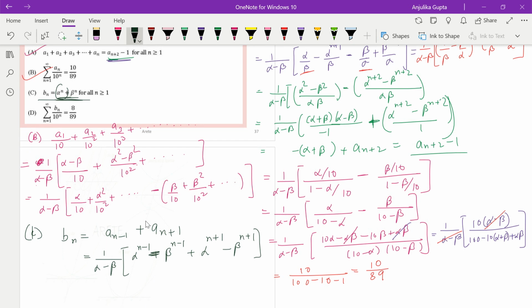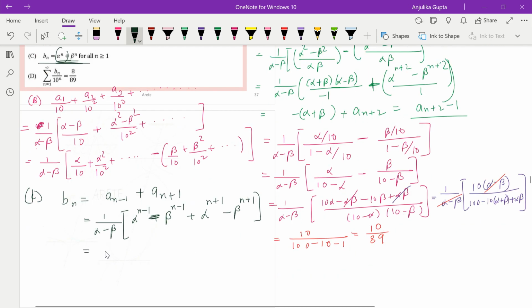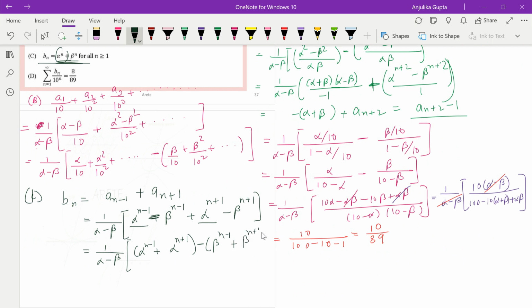Okay, let's club things up again. You have 1 over alpha minus beta. I will club these two: alpha^(n-1) plus alpha^(n+1), and then minus beta^(n-1) plus beta^(n+1). Good. Now I need alpha to the power n, right? So let's try to take alpha to the power n outside.